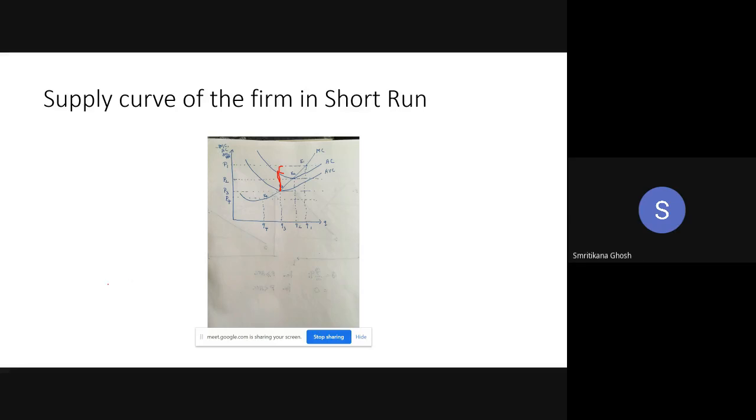Let me draw. It's becoming a clumsy one. So that's CQ3, P3, and this point. This is the total fixed cost for the production, because it is above the AVC, right? AC minus AVC is your AFC. So AFC into Q will be your total fixed cost. So total fixed cost is this rectangle. Is it clear to you? Yes, ma'am.